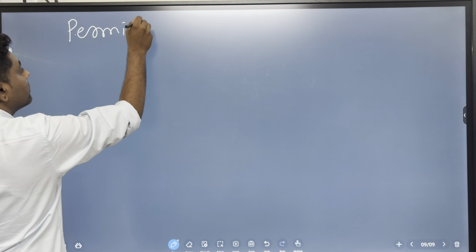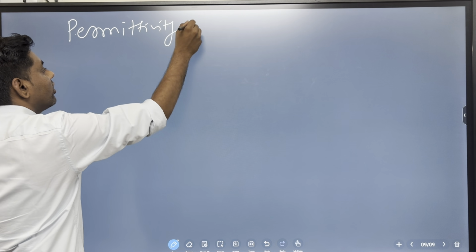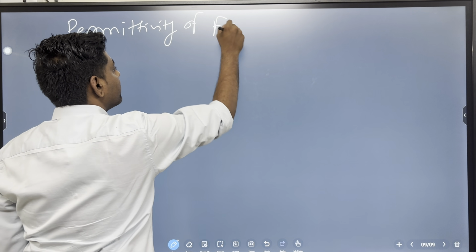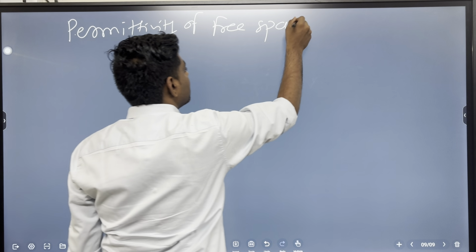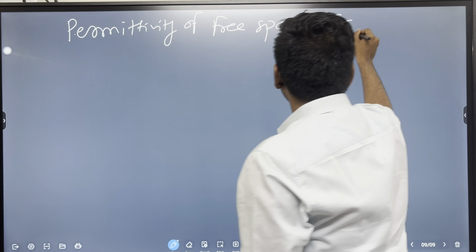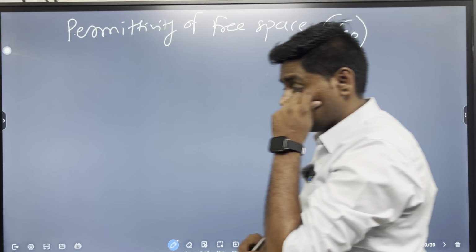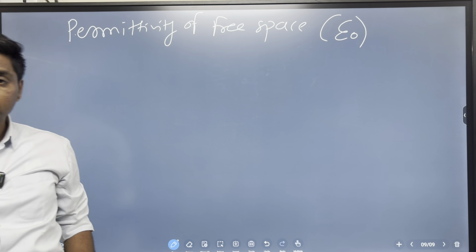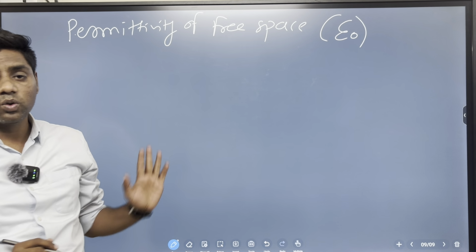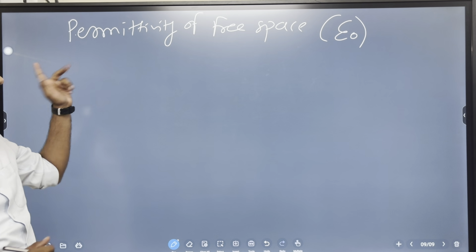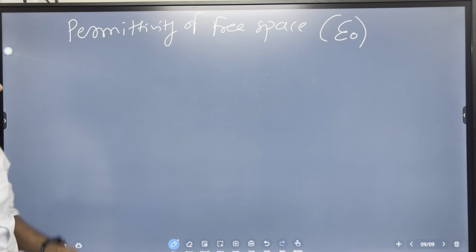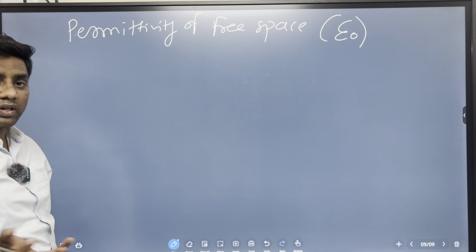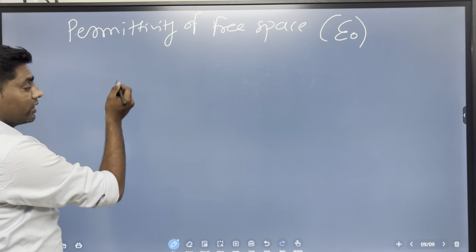Permittivity of free space. Remember, it is important. It is denoted by the letter epsilon naught. We have already studied Coulomb's law in 11th. According to Coulomb's law, we can calculate the SI unit or dimensional formula for permittivity. So what is Coulomb's law? If you can remember, it is very easy.